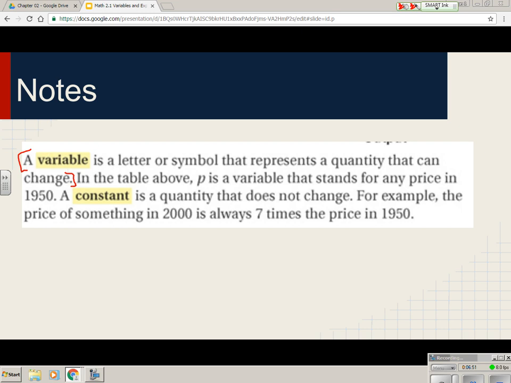Now, there is a second part to that. There was the variable, and then there's the constant. And the constant is a quantity that does not change. So in our example, we knew that from 1950 to 2000, everything was always going to be 7 times higher than it was in 1950. So that's a constant. We know it's going to be the same. So have these written down because these are words you're going to hear me use as we work through the lesson.